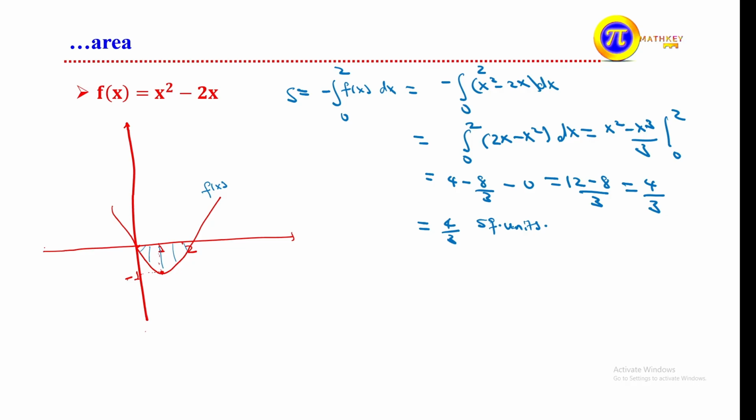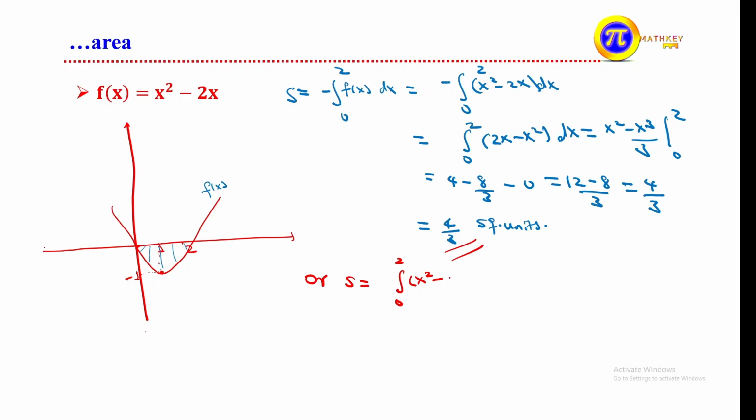If it is a meter, we say meter square; if centimeter, centimeter square; if kilometer, kilometer square; and if inch, inch square. We can say whatever unit we want. So we say square unit. The area is the square root of the given value. This is the area, or integrate this function directly as it is, x square minus twice x dx.